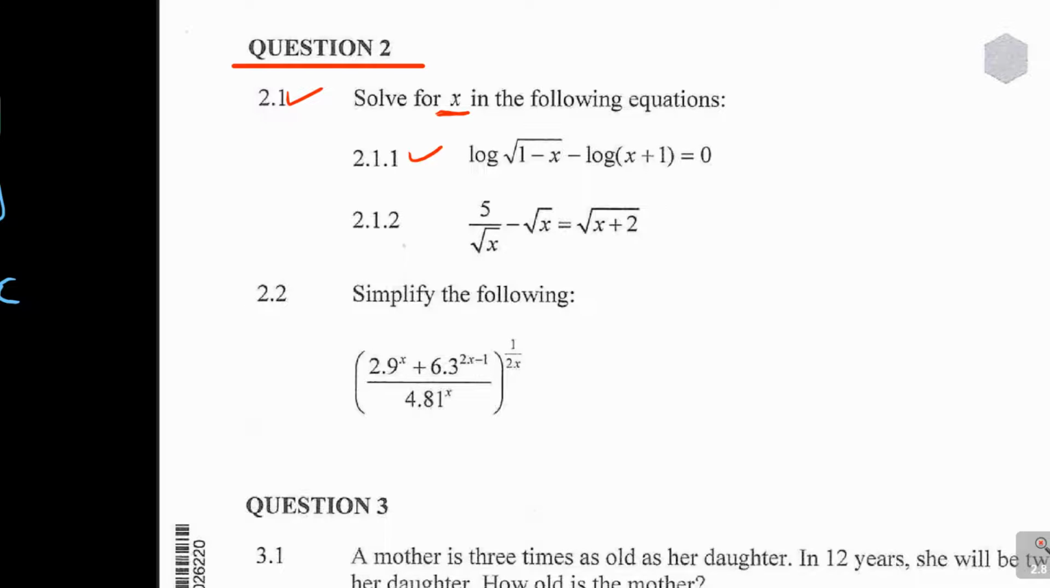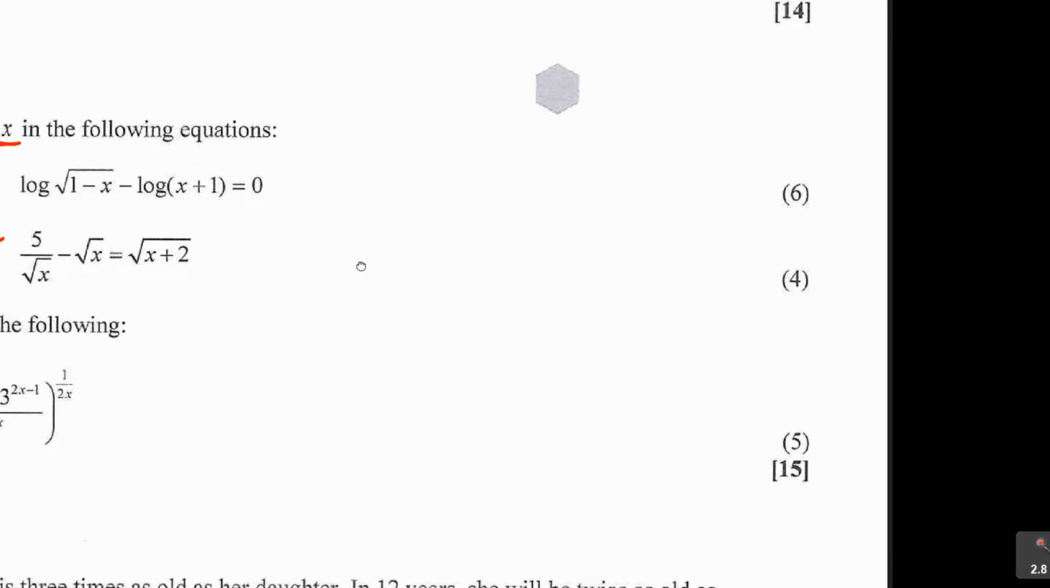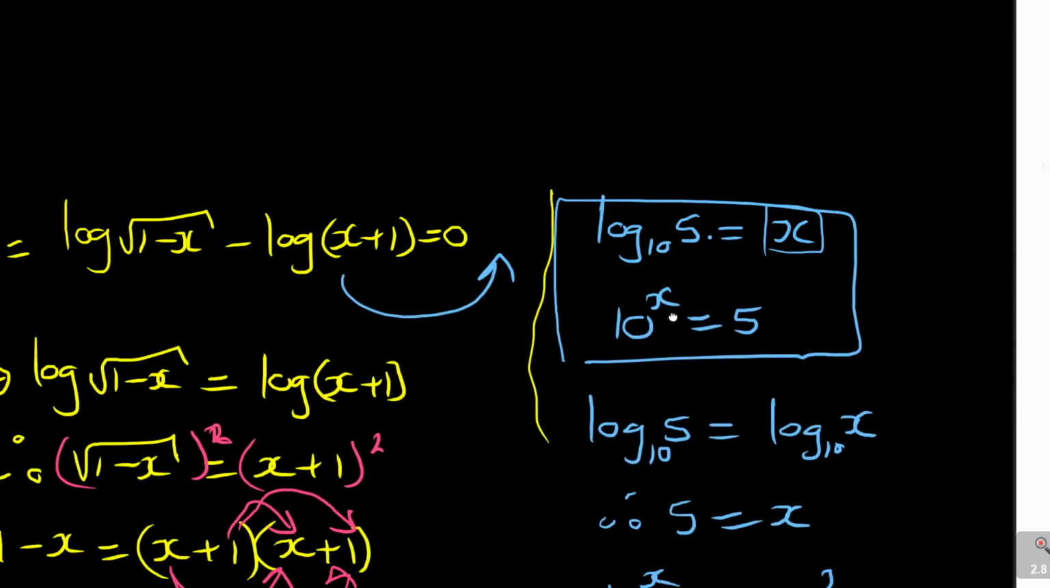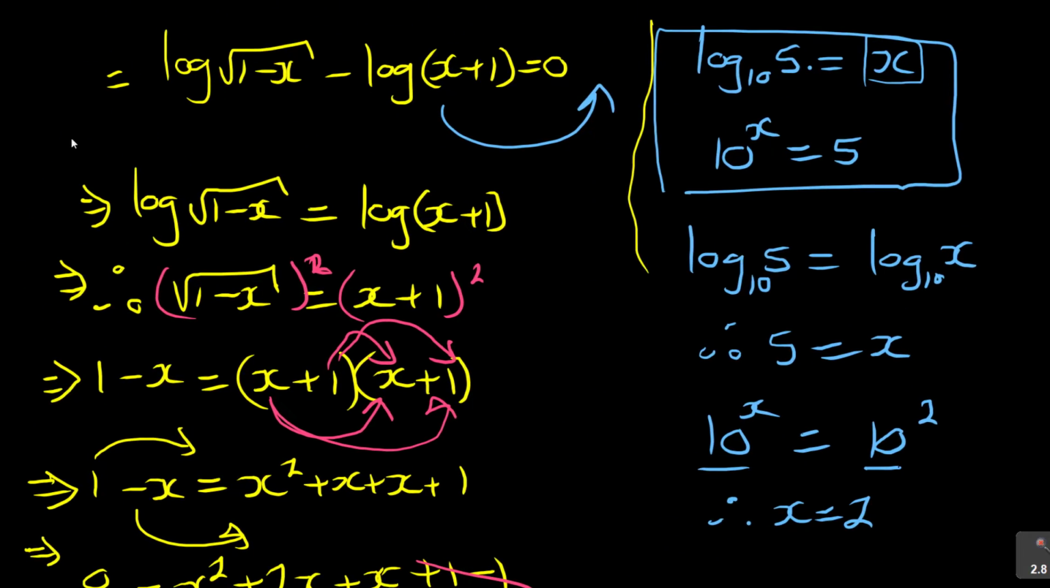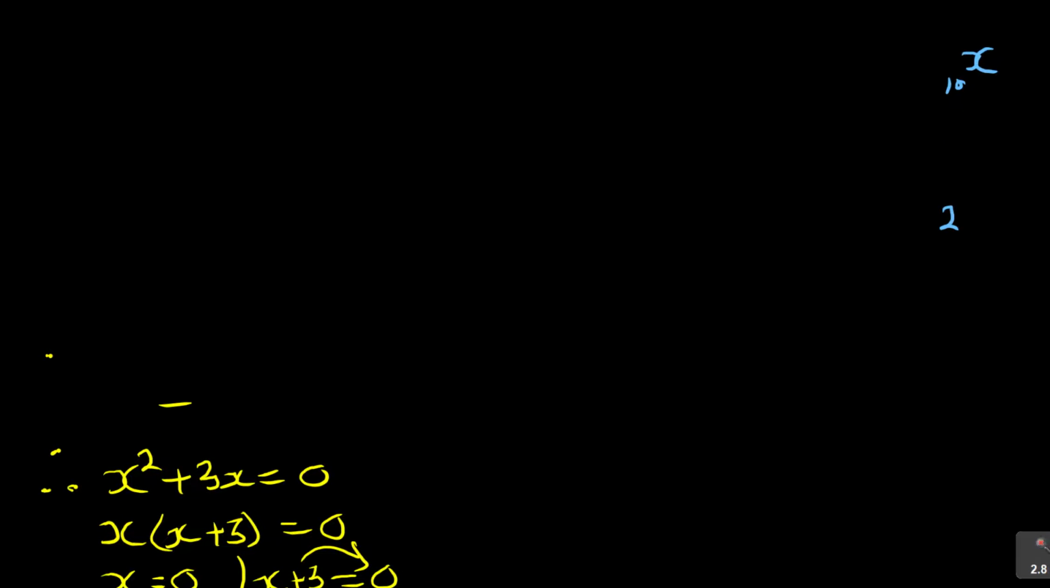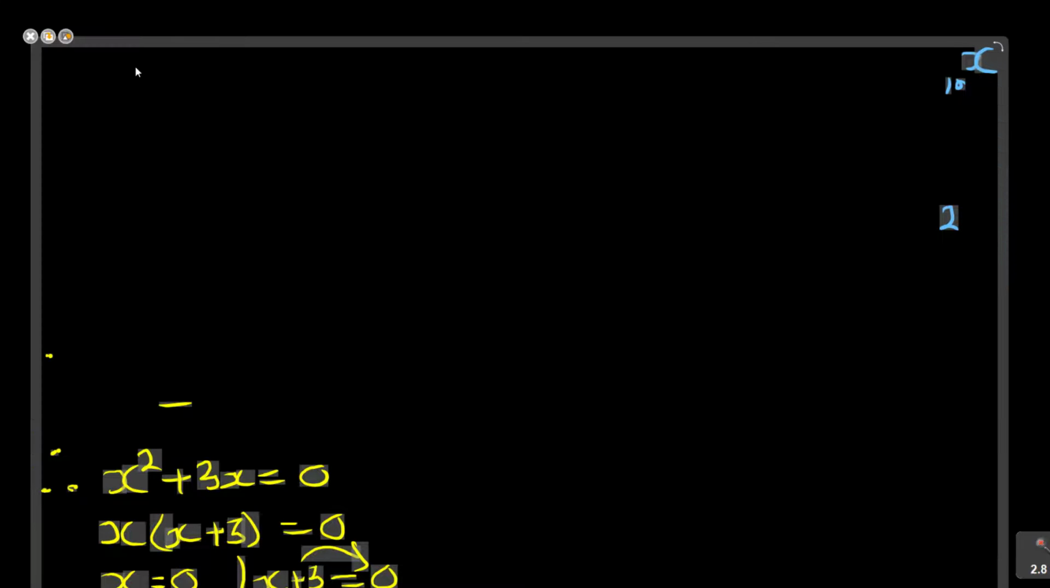Guys, I hope this does make sense to you. We're now looking at 2.1.2, and how many marks? 4 marks, that question. So let's clear up some space here so that we can do some working. So there we go. I hope, guys, this makes sense and you guys are benefiting.